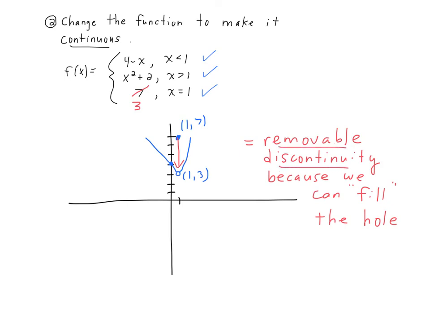A removable discontinuity, we said that happens when we have holes. Yes, we said holes are created by common factors, and the idea of canceling out and removing your common factors, well, you could also think of it as removable because it could be filled in by changing the y value. Okay, so if we were to change that 7 to a 3, that would force this function to become continuous.